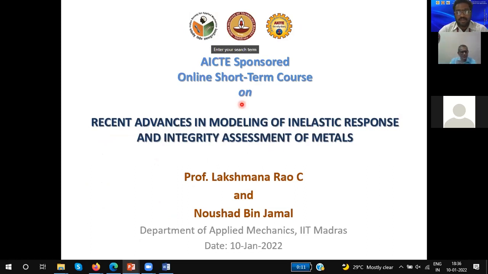Professor Lakshmana Rao did his BTech and MS degrees from the Department of Civil Engineering, IIT Madras, in the years 1982 and 1986, respectively. He then graduated from Massachusetts Institute of Technology with a Doctor of Science in Mechanics of Materials. Since then, he has been working in the Department of Applied Mechanics, IIT Madras. He has worked on several industrial projects and has published extensively in various international and national journals of repute.